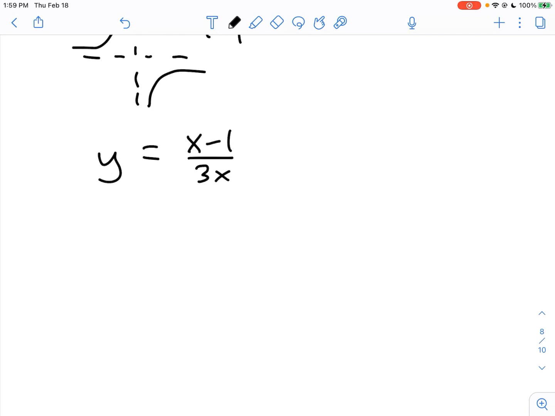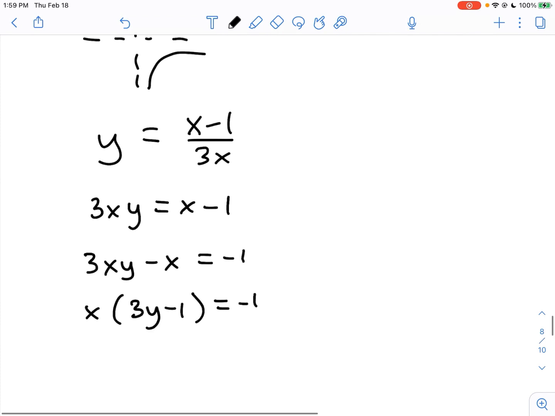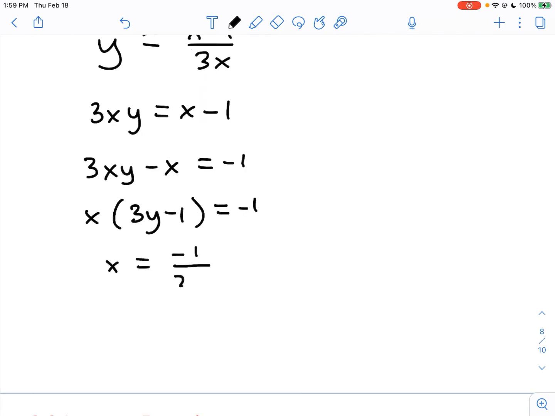Let me show you another way to do this. I'm going to multiply the 3x to this side, so we have 3xy is equal to x minus 1. Gather the x terms together, so 3xy minus x is equal to negative 1. Factor the x out, and then divide. So this is another way to get x isolated. And be mindful that you could also multiply top and bottom by negative 1 and write it this way.